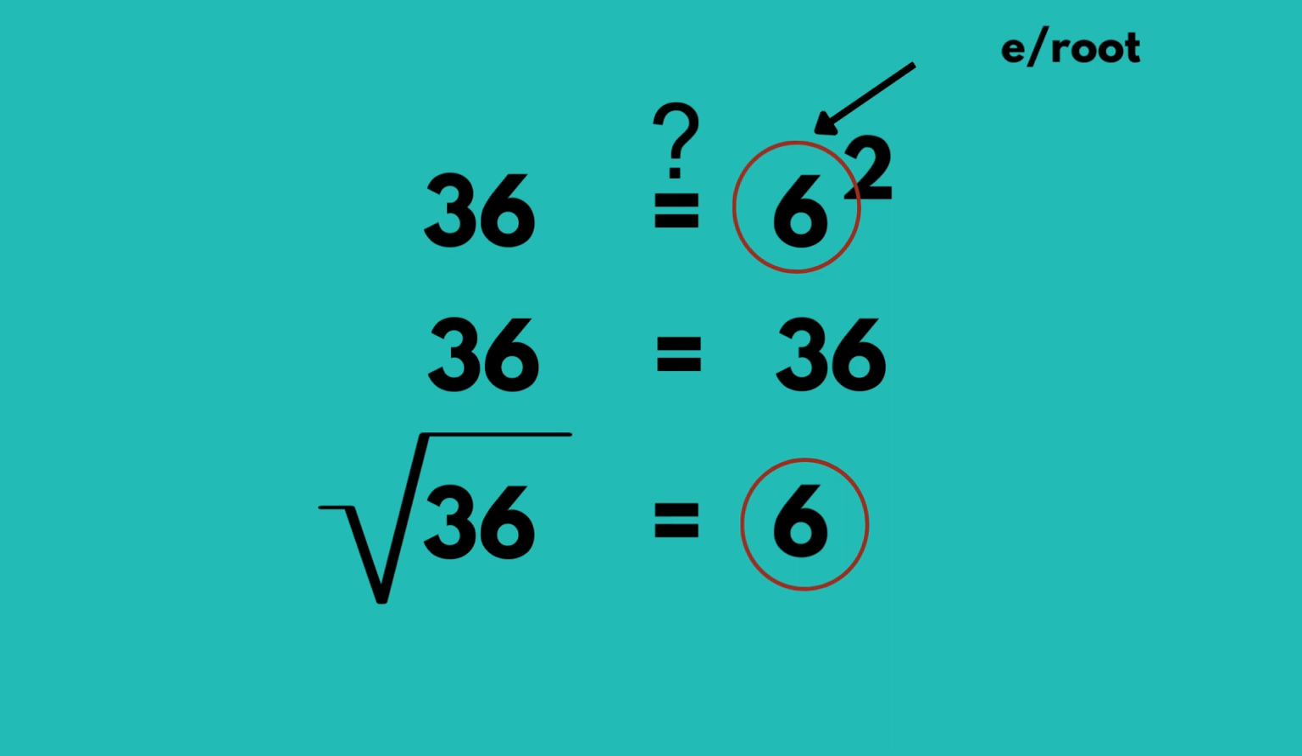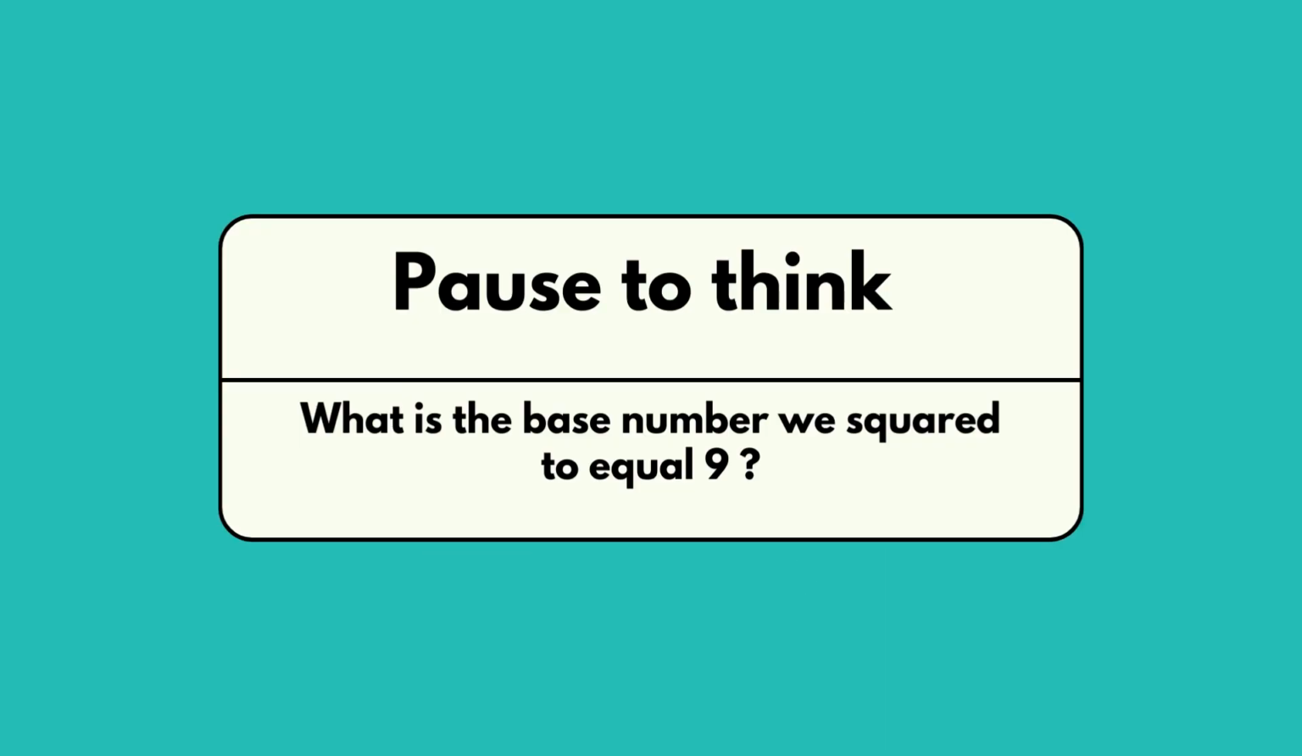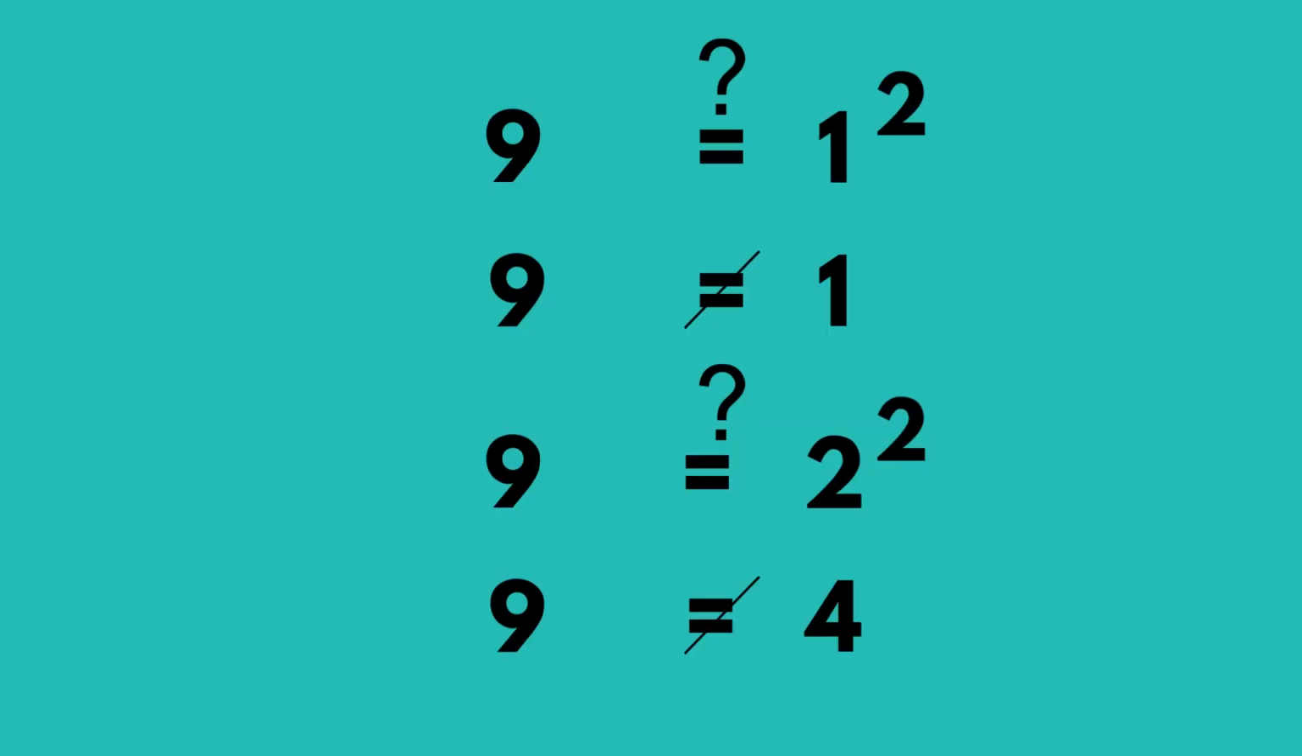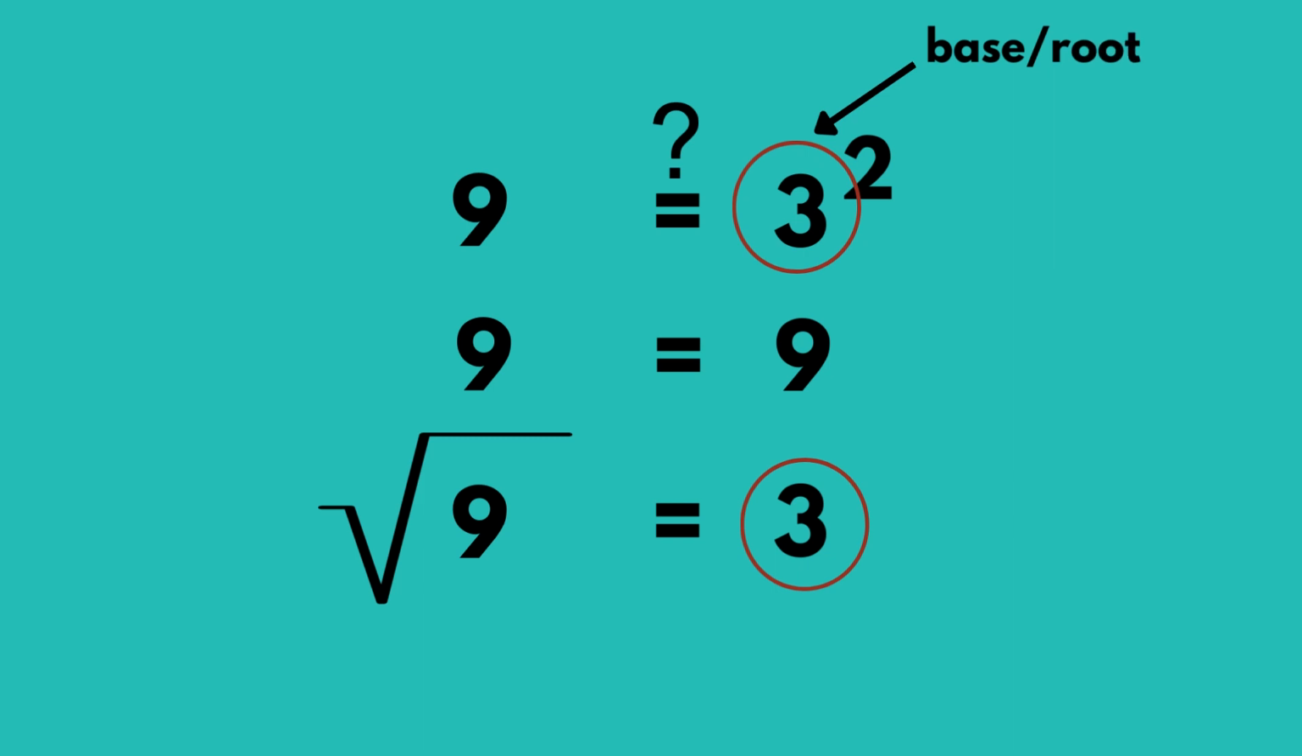So let's try one on your own. What is the square root of 9? Did you get 3? If not, that's okay. We're finding the base of the number squared that equals 9. So we tried 1 and know that 1 squared is 1. What about 2 squared? That's 4, so closer but not quite it. Let's try 3. 3 squared is 9, so the square root of 9 is 3 because the base is 3, because it was the number being squared.